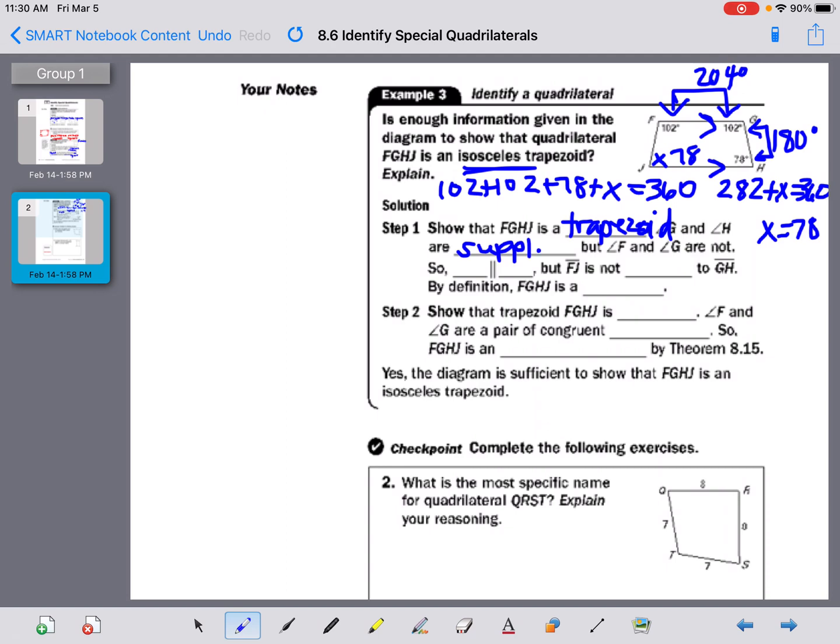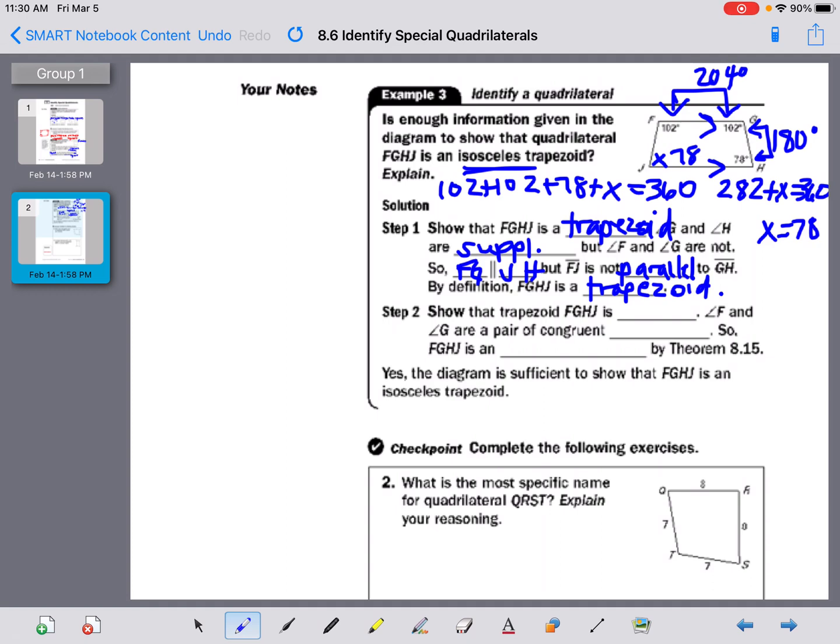So, because G and H are supplementary, and F and G are not, we know there's one parallel side, so we know FG is parallel to JH, but FJ is not parallel to GH. So by definition, because one pair is parallel and the other pair is not, we know we have a trapezoid.